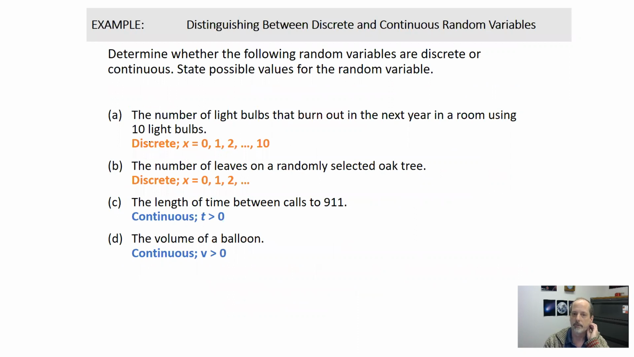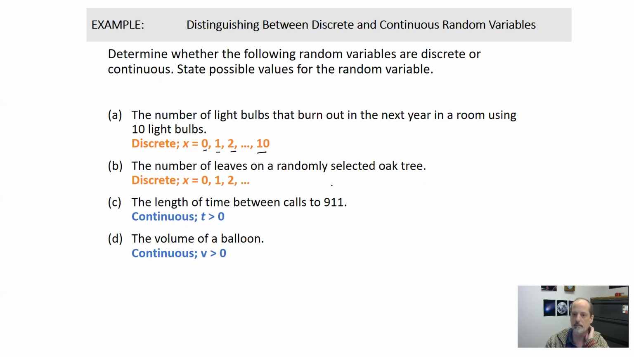Okay, so some examples: the number of light bulbs that burn out in the next year. If there's 10 light bulbs in the room, that's discrete because you could have none of them burn out, so 0, only one of them, 2, and so on, but you would max out at 10 since there's only 10 light bulbs in the room. You can't have some value between 1 and 2 burn out. Same for the number of leaves on an oak tree. So A and B are discrete examples.